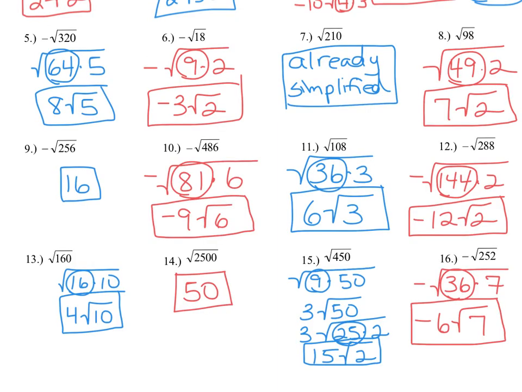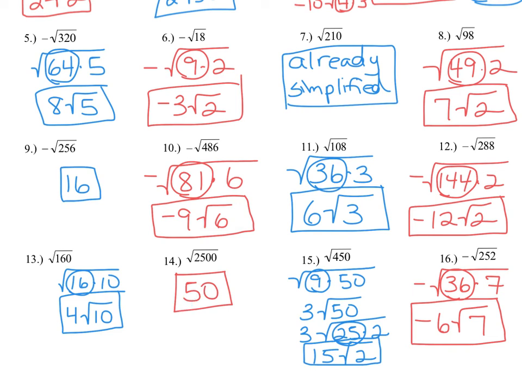So here are your answers. Take a moment to see how you did. Number 9 and number 14, those were already perfect squares. 2500, remember the square root of 25 is 5, so the square root of 2500 is going to be 50. So that's one that I just knew off the top of my head.